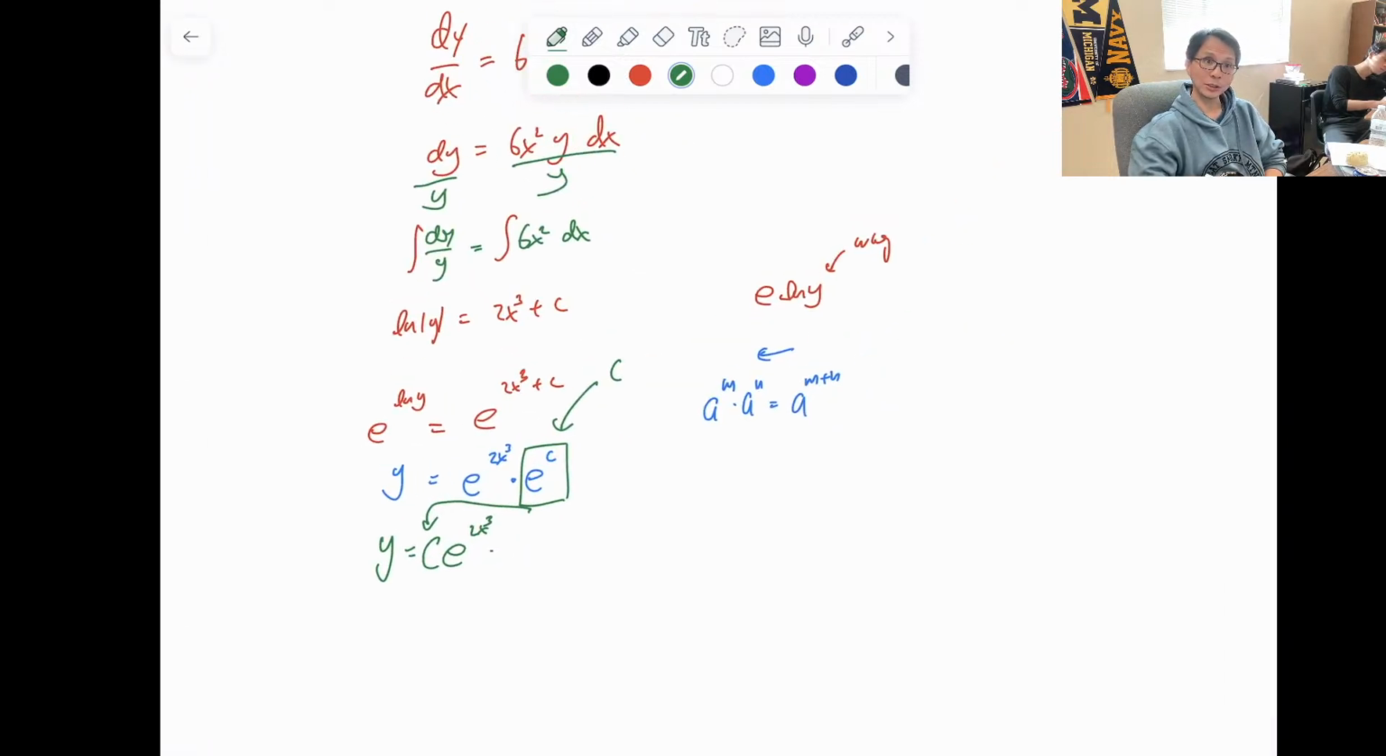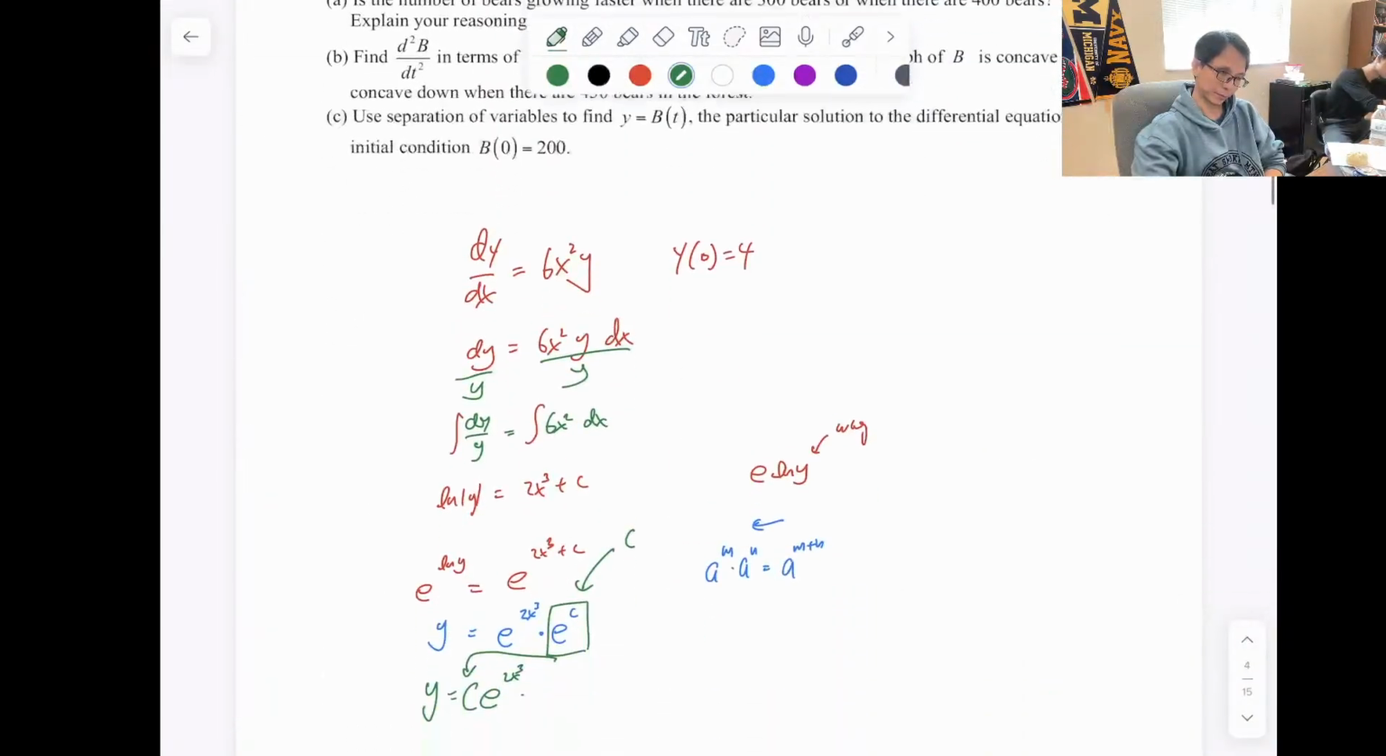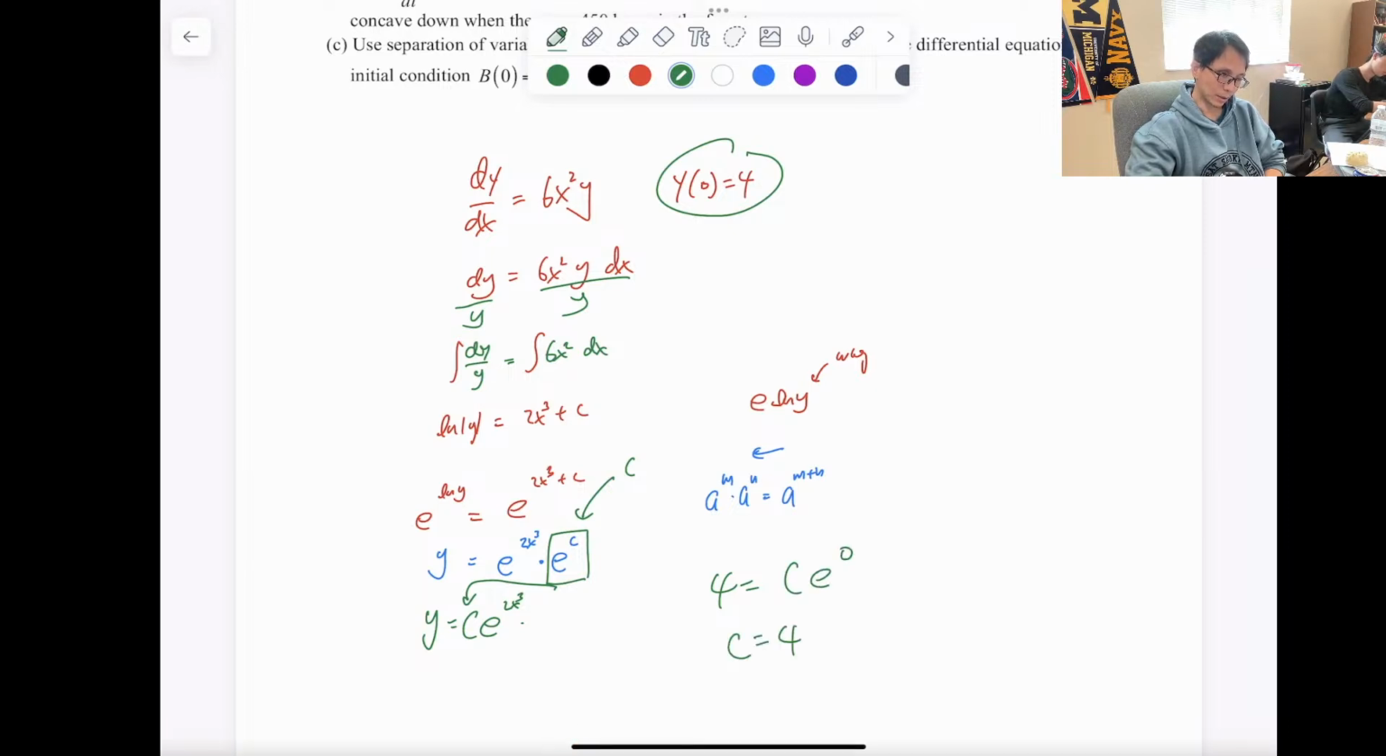And then according to the question, they give it to me: y of 0 is equal to 4. So y of 0 is equal to 4, right here. So it'd be 4 equal to C e to the 0. C is equal to 4 because e to the 0 is 1. So y equals 4 e to the 2x cubed.